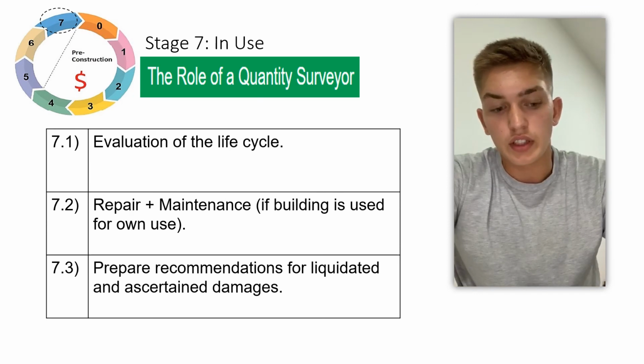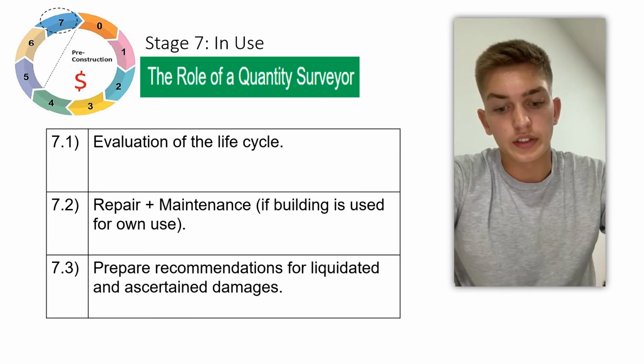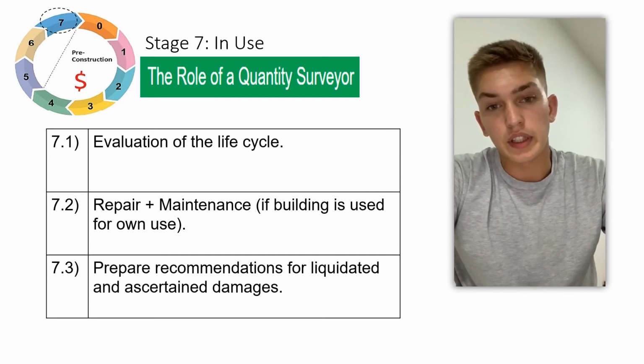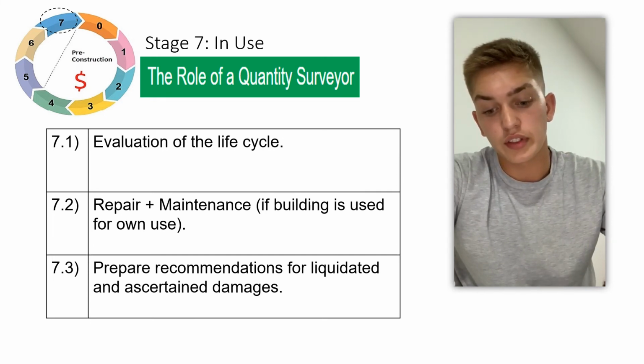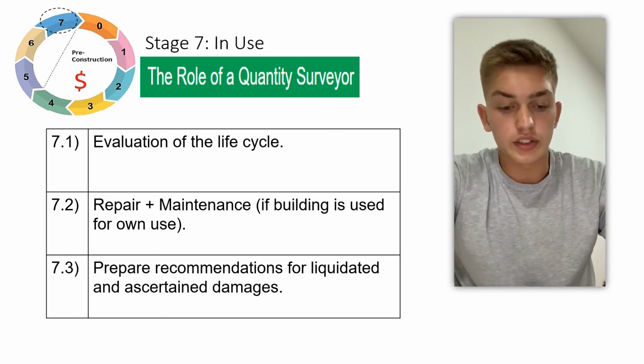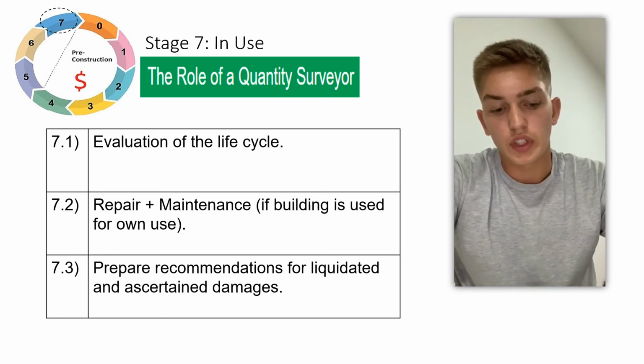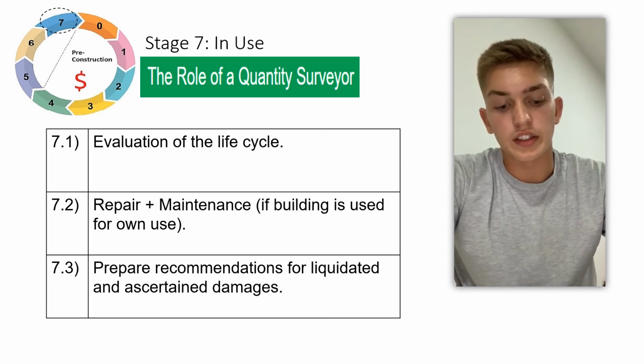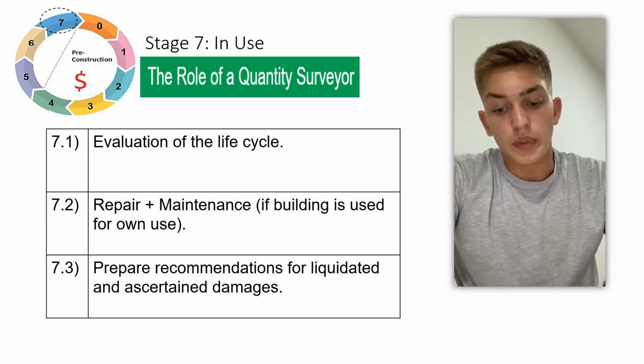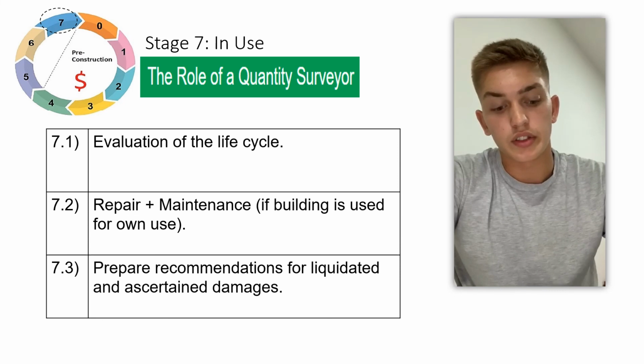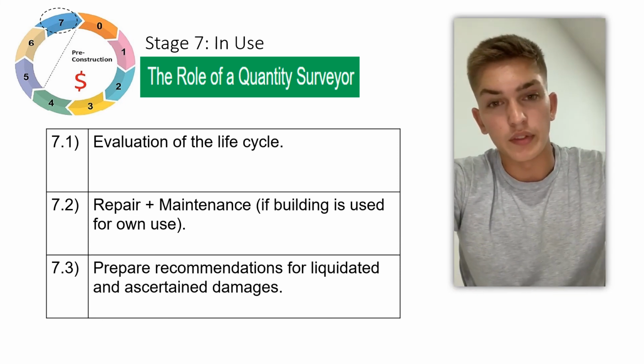In Stage 7, the QS is normally given the job to undertake the evaluation of the building's life cycle. The analysis consists of estimating the total costs of the service costs, the operating costs and the disposal costs. Another job is to prepare the recommendations for liquidated and ascertained damages. This job involves making provision for the contractor to pay liquidated damages to the client in the event of the contract being breached. The main cause of this is the contractor not meeting the time given in the contract.